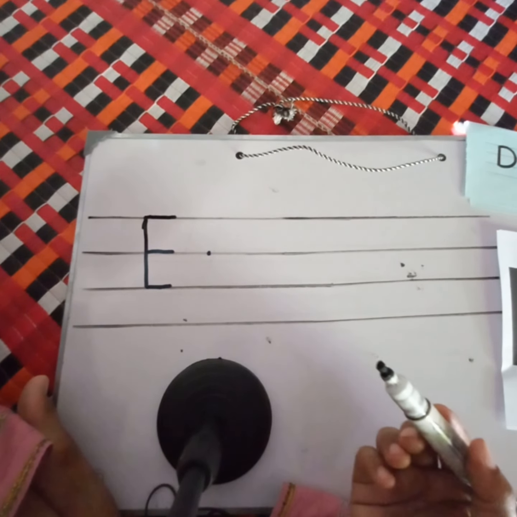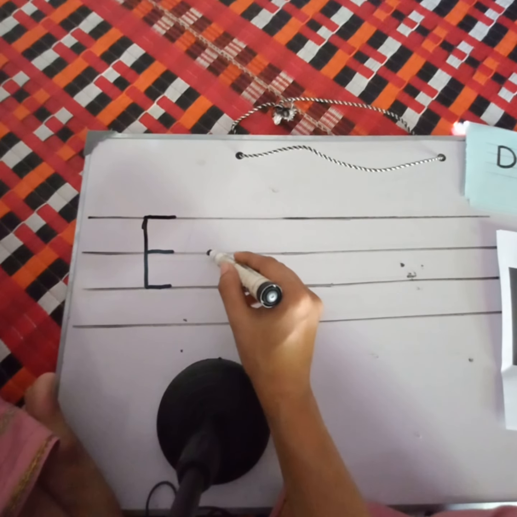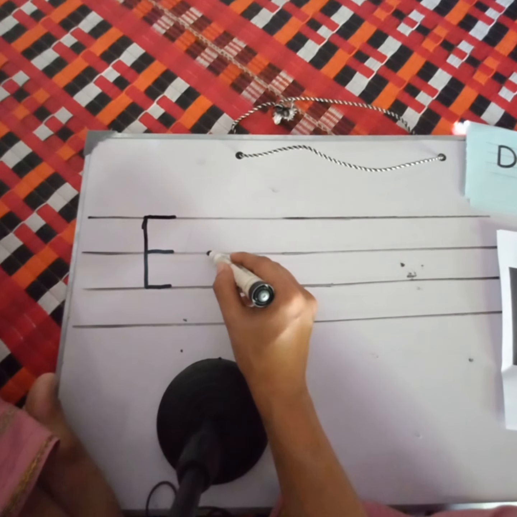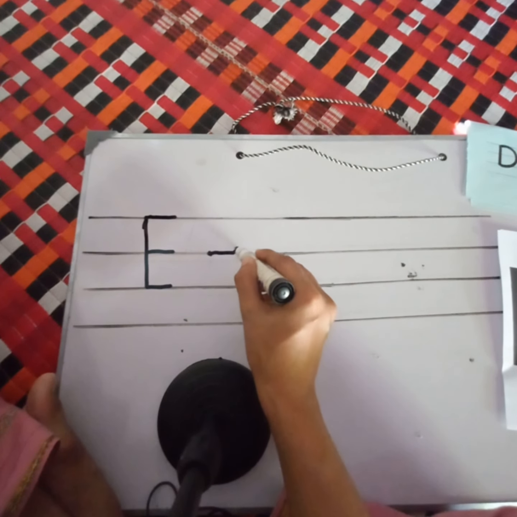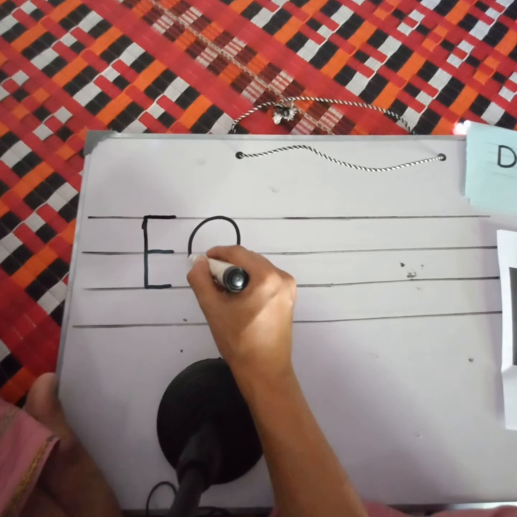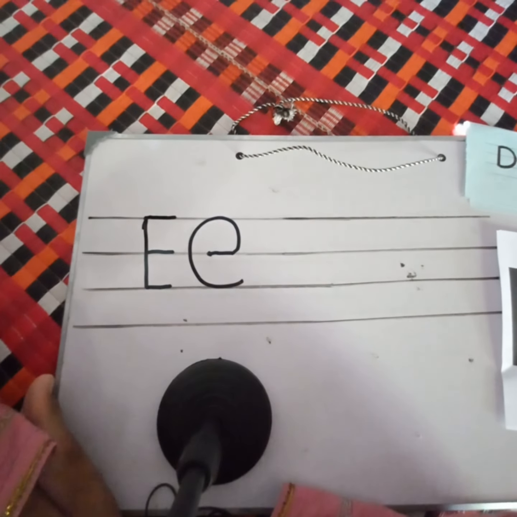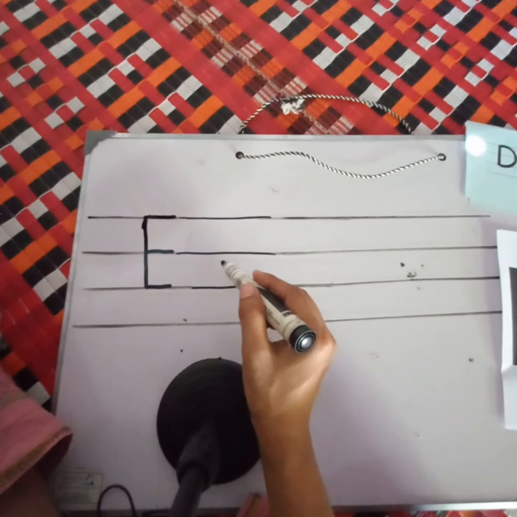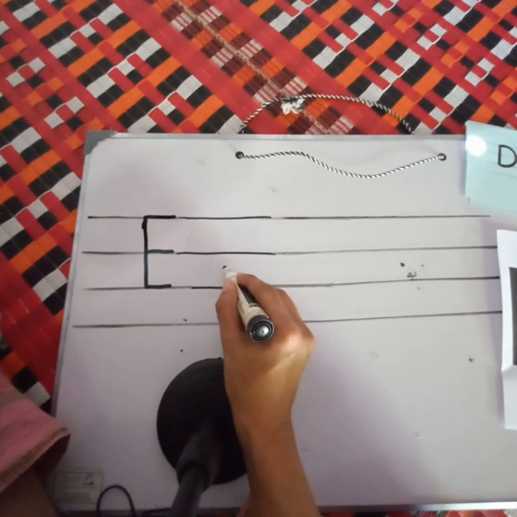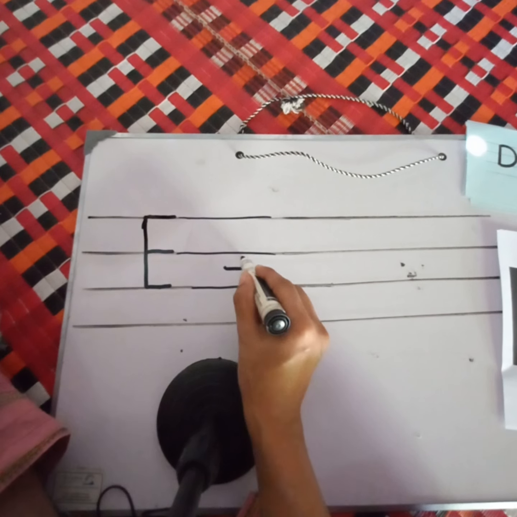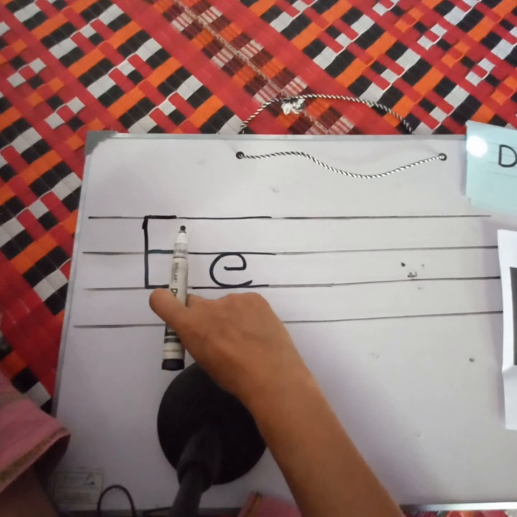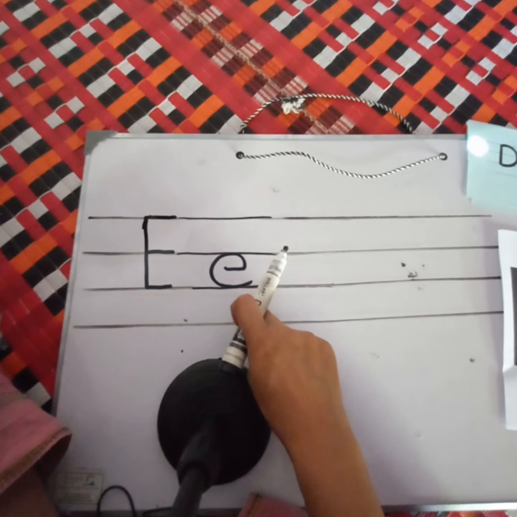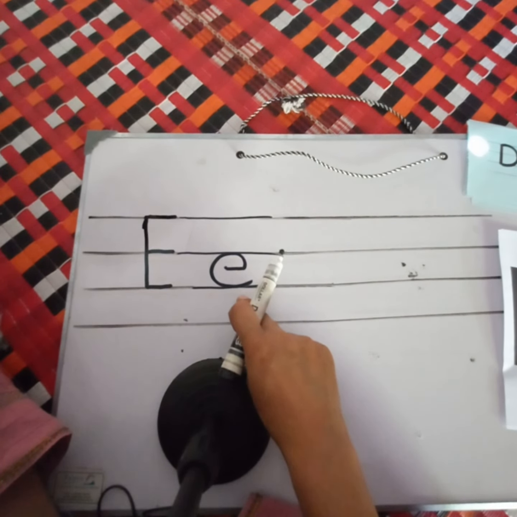And lowercase e, start from line number 2. The first one beside like this, go around, make a circle. This is uppercase E and this is lowercase e. Letter E makes the sound A.